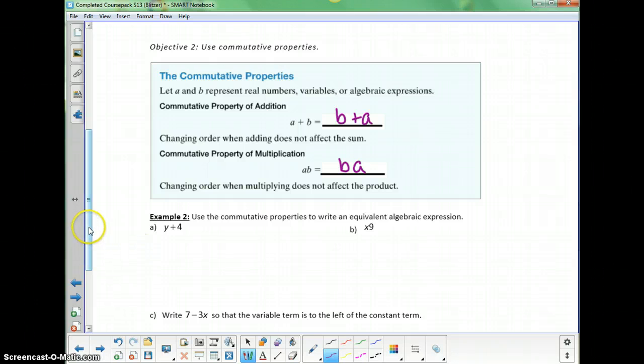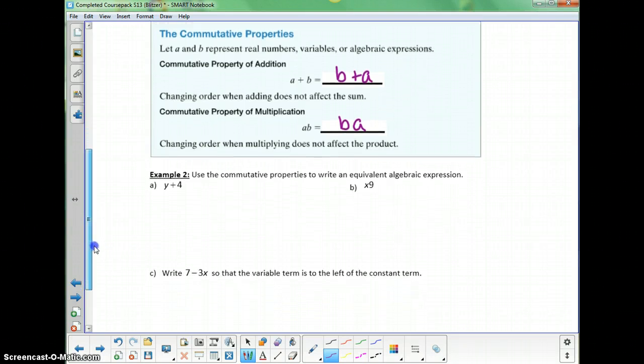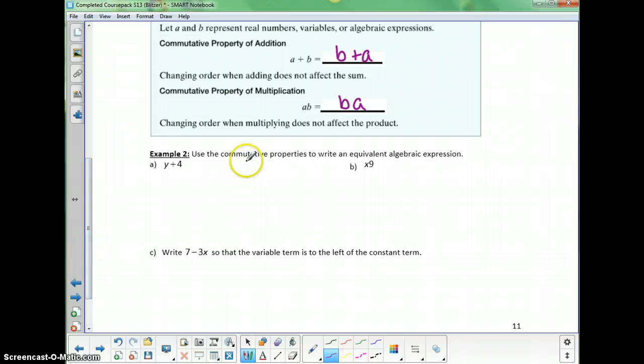Alright, so what this means is that I can change the order in either addition or multiplication without affecting the product. So in example 2, I'm going to use the commutative property to rewrite these. Y plus 4 could also be written as 4 plus y. And x times 9 could also be written as 9 times x. Now, since I could write these in either order, there is an order that is going to be the normal or preferred way of writing it.